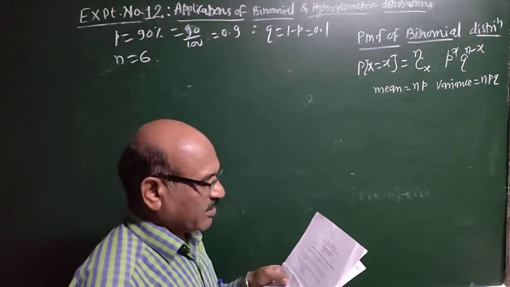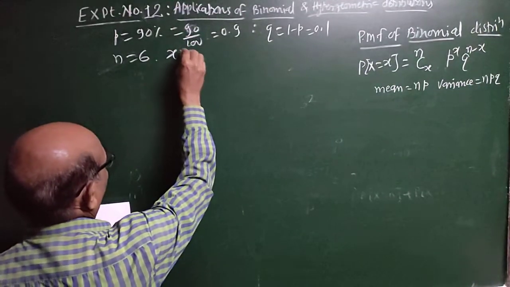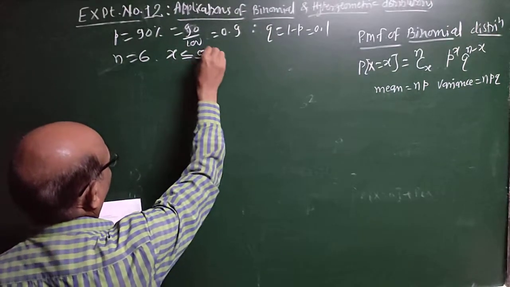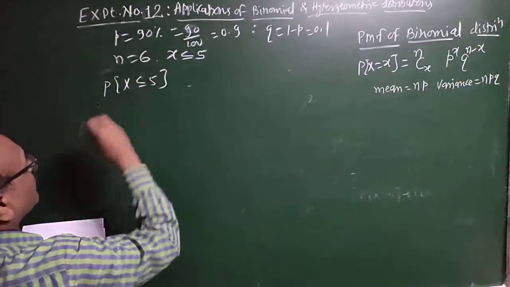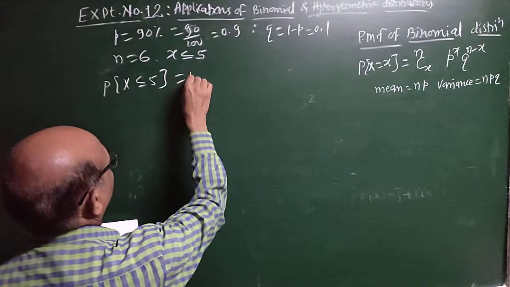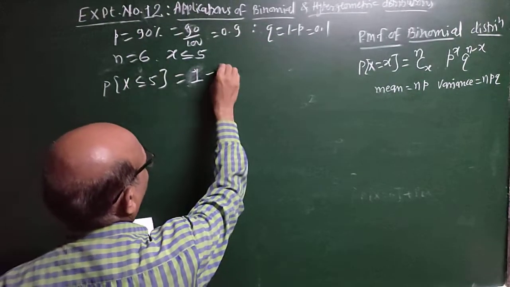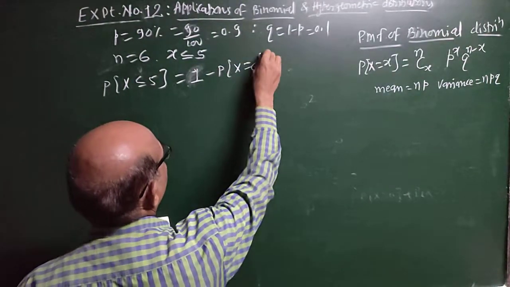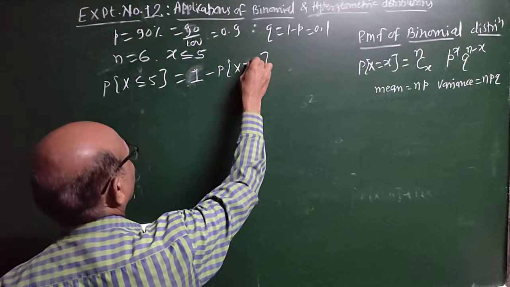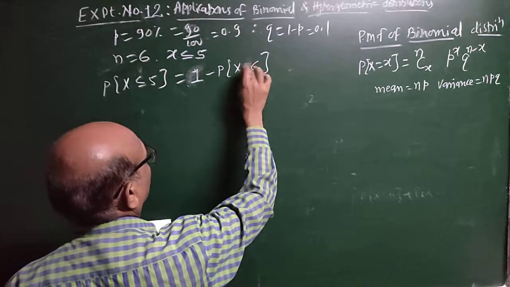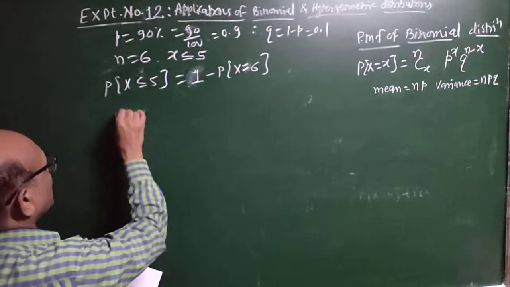What is the probability of getting 5 or fewer successes? So x is less than or equal to 5. What you have to obtain is probability x less than or equal to 5. This is the same as 1 minus probability of greater than 5. Since the maximum is 6, greater than 5 means it is equal to 6. So just obtain the probability of 6.